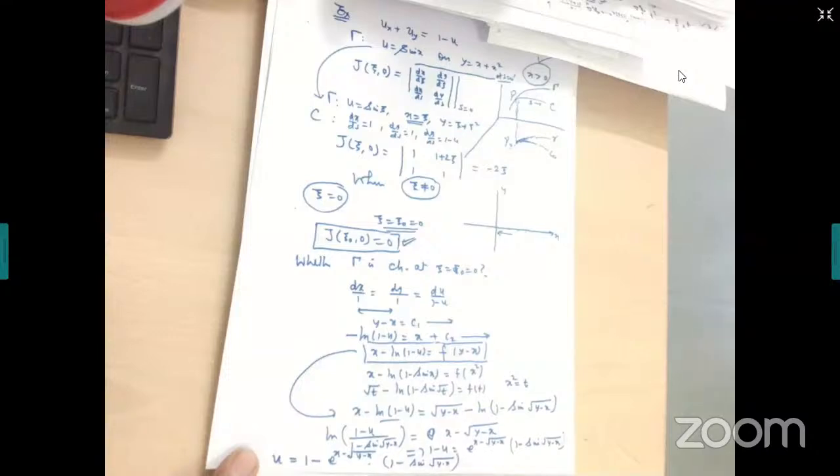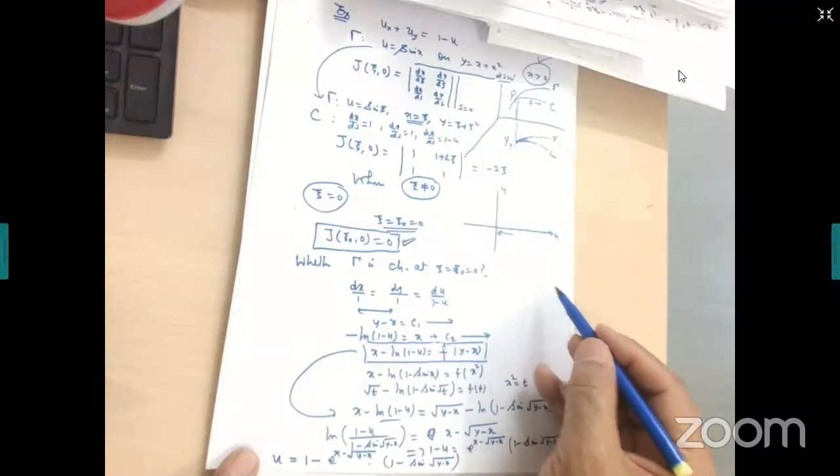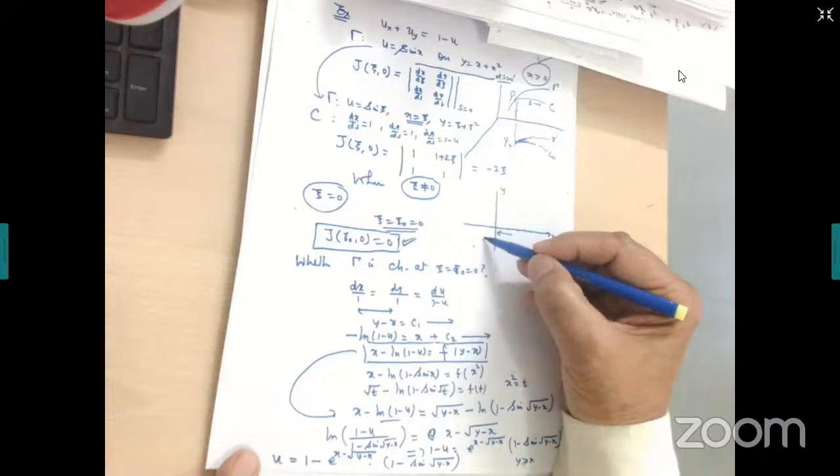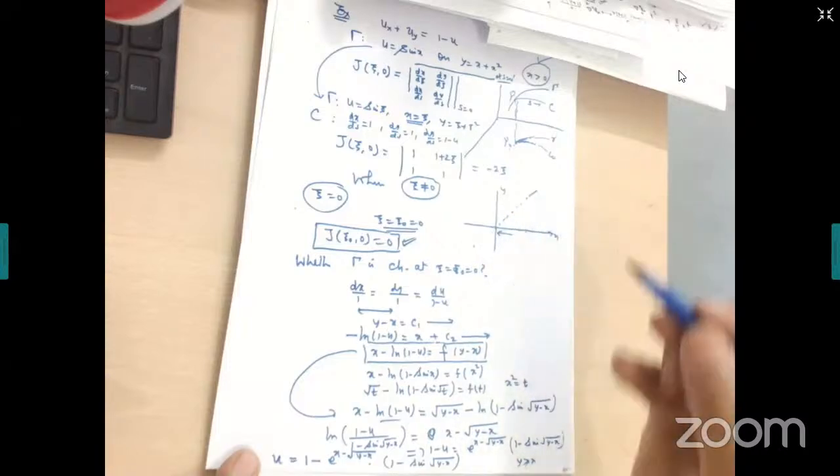So it is very clear that the solution, in fact, it is very clear that y should be greater than or equal to x. Is that right? Y is greater than or equal to x. So y is equal to x, in fact, is this line, correct?